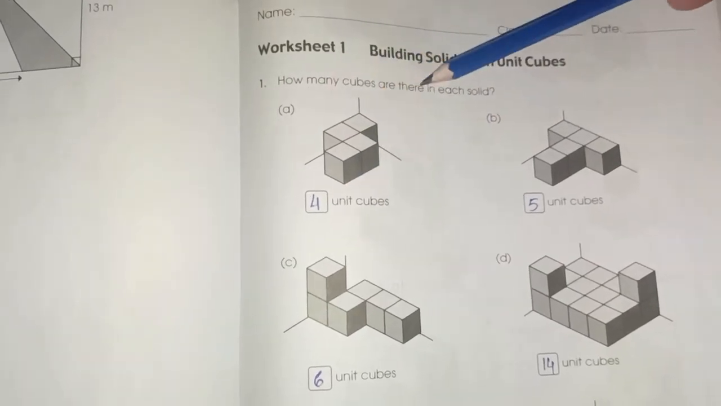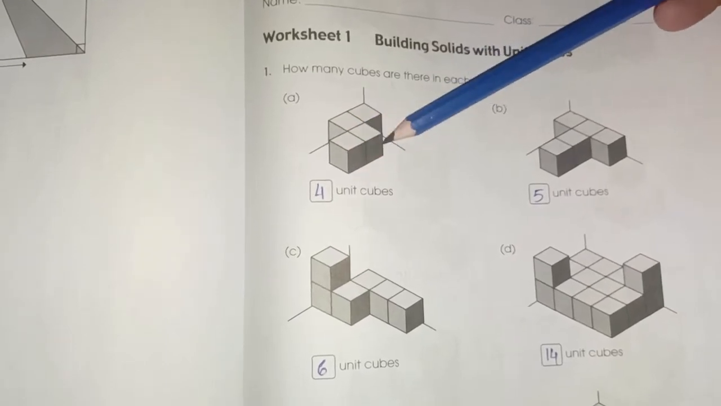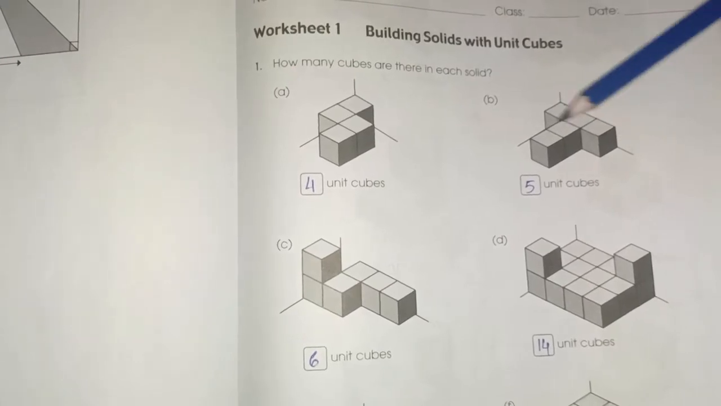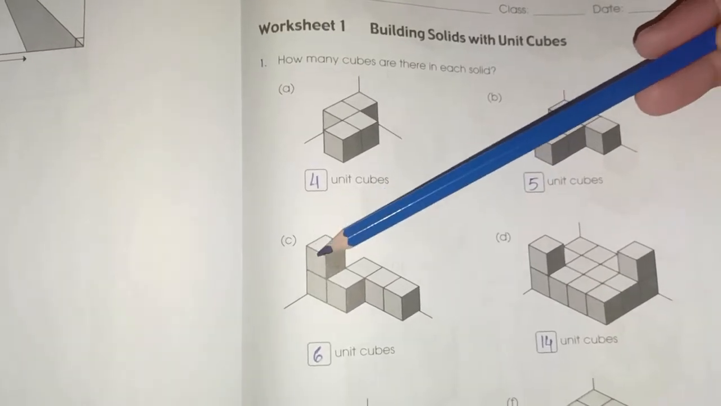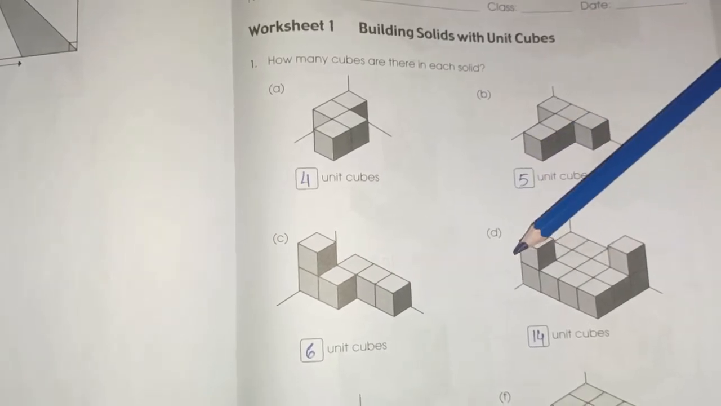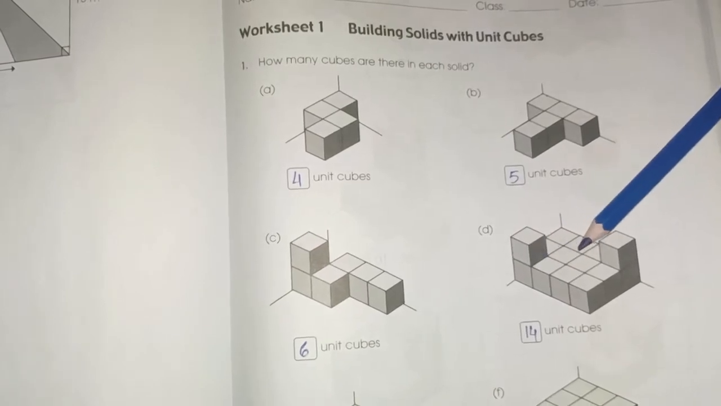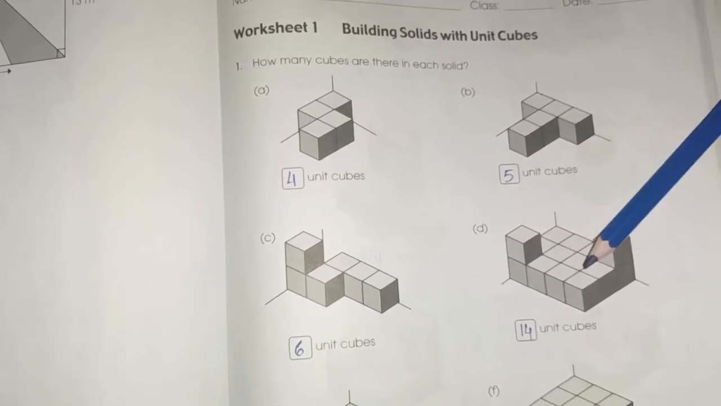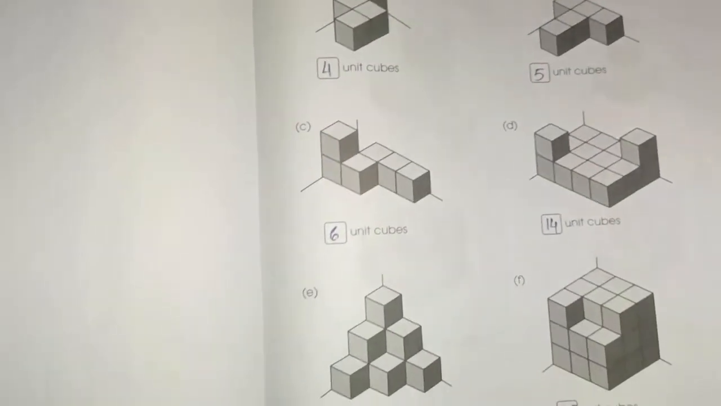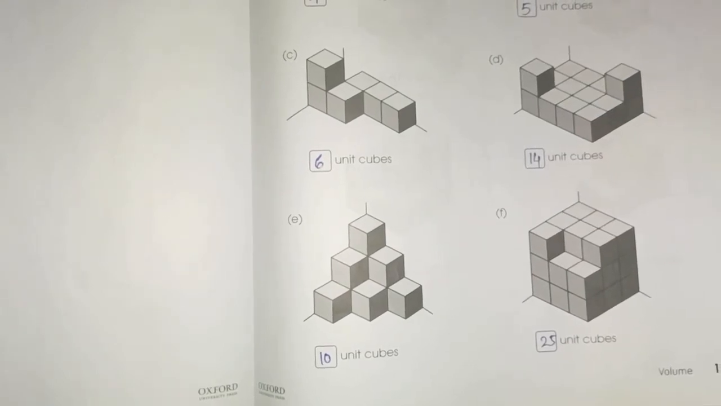How many cubes are there in each solid? In this shape we have 1, 2, 3, 4. Here we have 1, 2, 3, 4, 5. Here we have 1, 2, 3, 4, 5, 6. Here we have 14. In the same way, we have to count these cubes and write the answer.